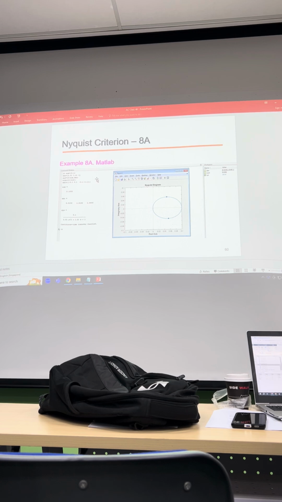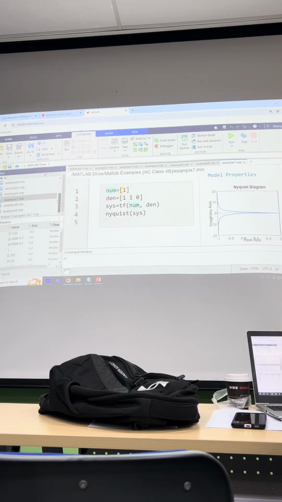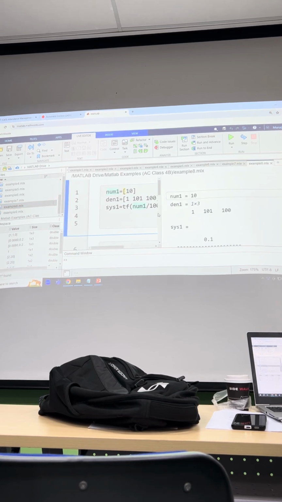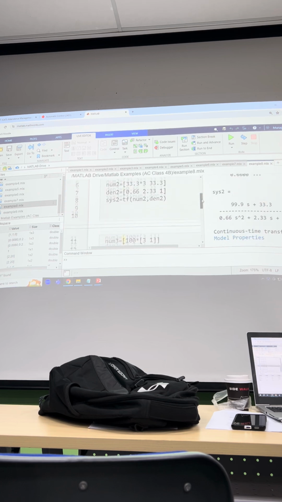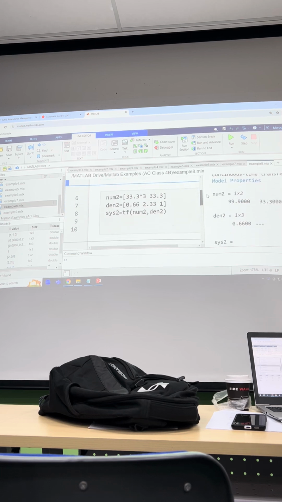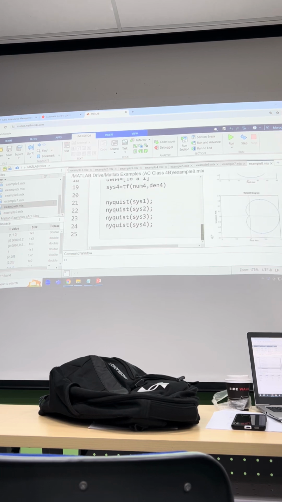Okay, so 8A over here. I think it covers everything. I think I put it in one part. So there's 8A, 8B, 8C. I think this is the second one. No need, I think. So I will just run it. I try to run it differently. Let's go through one by one.